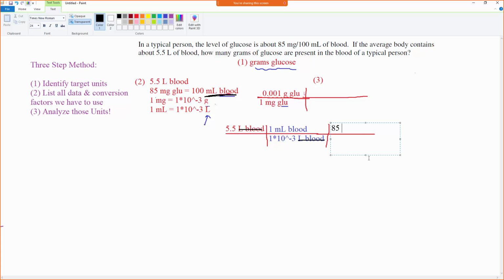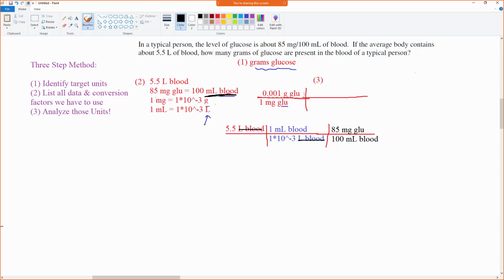Excellent. So 85 milligrams of glucose in every 100 milliliters of blood. And I'm going to cancel milliliters of blood right here. Okay, so now we're at milligrams of glucose. Awesome. But I want grams of glucose. So what do I do next?